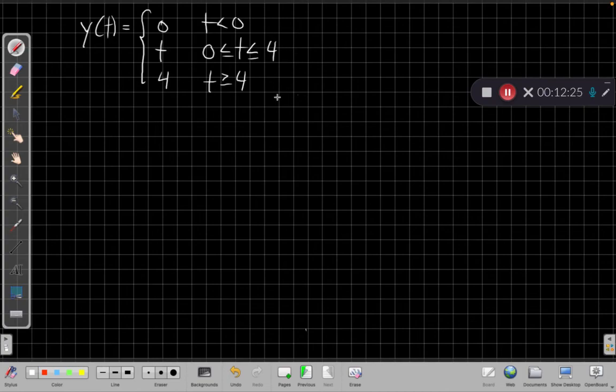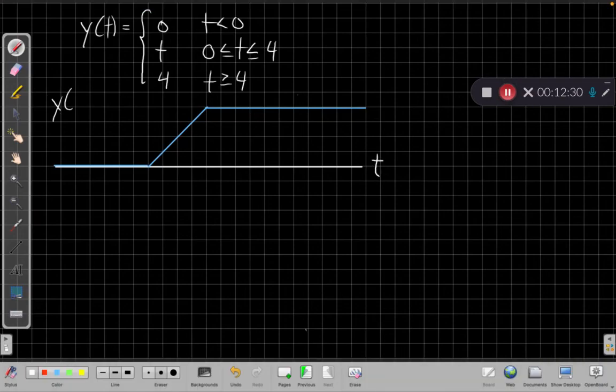So I've finished my 3 regions, and I can sketch the function. Right, so when I draw, this is now back to being y of t. When I plot this function, it's 0 up until time 0, the blue line here, and then from 0 to 4 it has slope 1, which is t, and then everything beyond that it's 4. So this is the convolution of that pulse with the unit step.